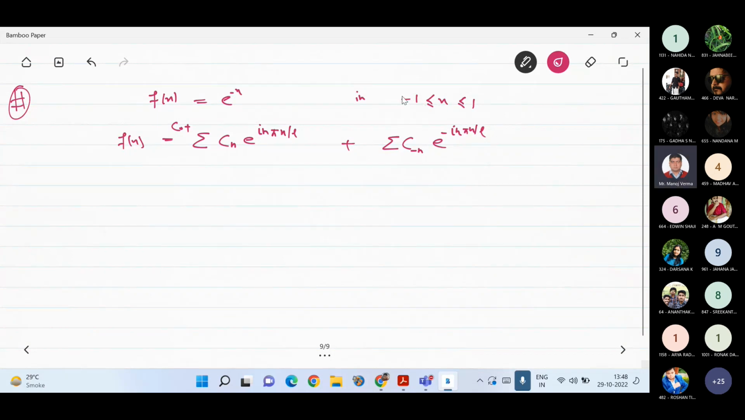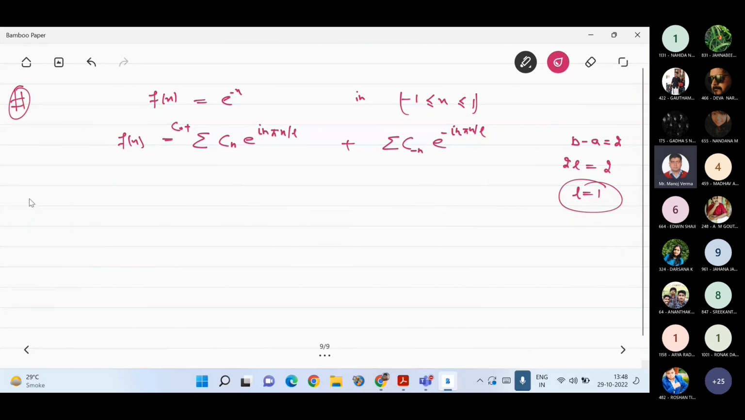In this question, the limits are given as minus 1 to 1. So b minus a is becoming 2, so the total interval of this period is 2. So if 2L is 2, then L is 1. That means the half interval of this period is 1. So I just have to write L equal to 1 instead of L.